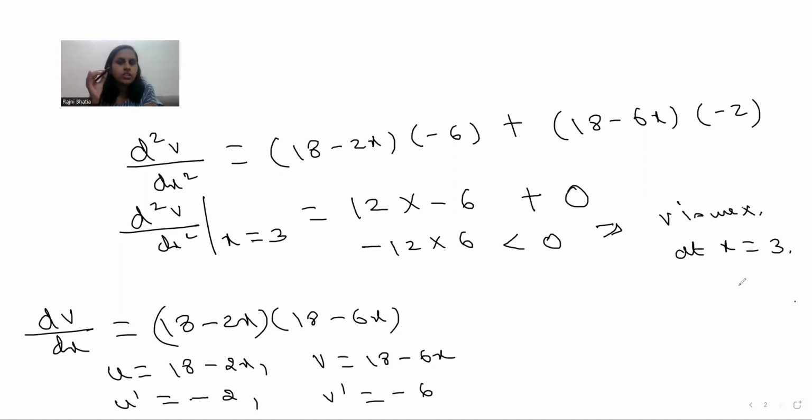So the question was, find the side of the square to be cut off so that the volume is maximum. So the side of the square to be cut off should be 3 centimeter.